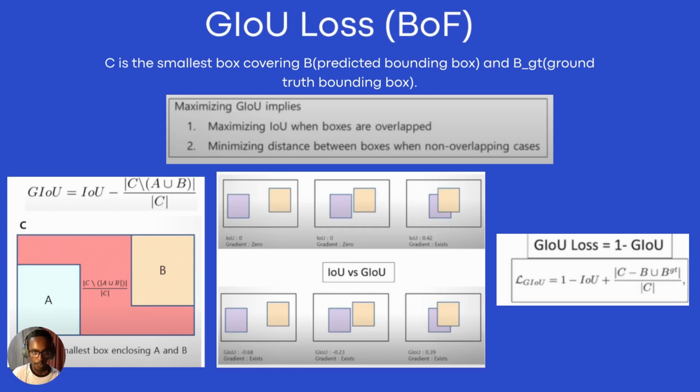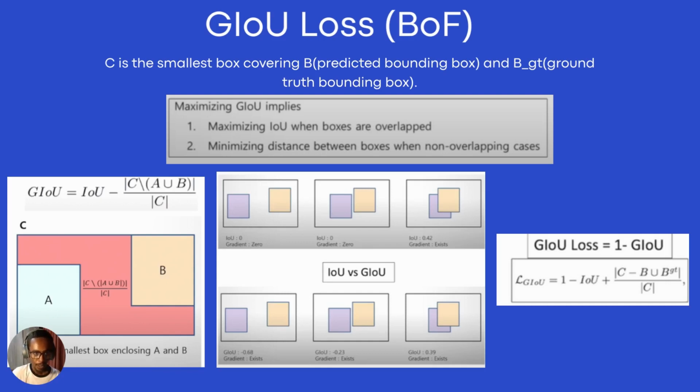So in order to solve the vanishing gradient problem of the IOU loss, the GIOU loss was introduced. In the case of non-overlapping boxes, here we can see on the image we have two boxes A and B, and we can consider C is the smallest box covering the predicted bounding box and the ground truth box. So on the image, C is the smallest enclosing box that covers the two bounding boxes.